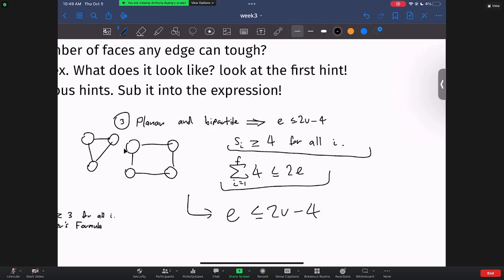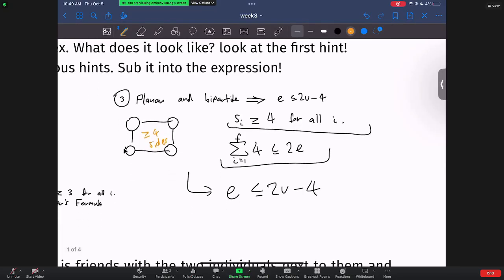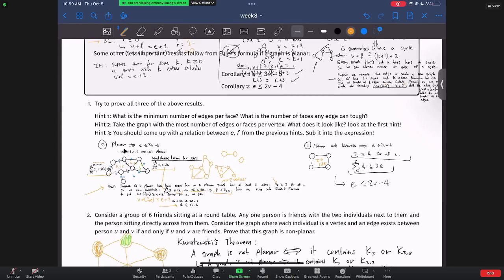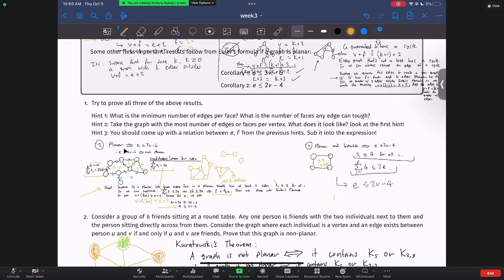A bipartite graph never has a face with only 3 sides because this face itself violates the bipartite property. For example, we have a white vertex connecting a white vertex. So any valid face in a bipartite graph must have at least 4 sides. And the rest of the proof follows the same as the proof for e is less than or equal to 3v minus 6. And we do end up getting e is less than or equal to 2v minus 4.